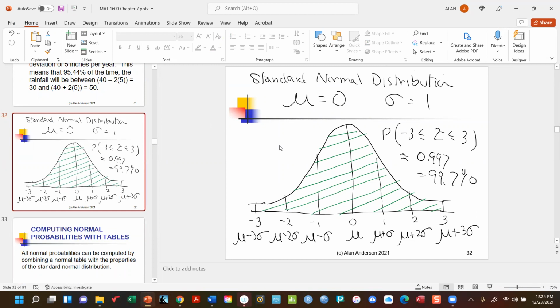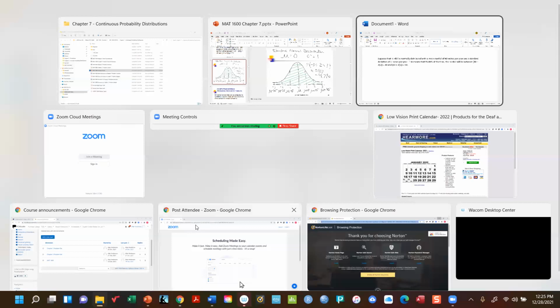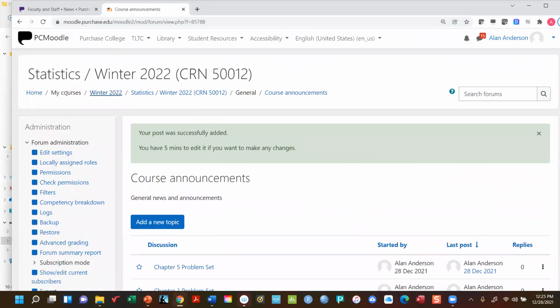Okay, now, this is fine as far as it goes, but for most cases, we'll need to calculate a very different set of probabilities that are not listed here. So what we need to do is learn how to use these tables, which I posted on Moodle, by the way. And we'll be using them a lot tomorrow.